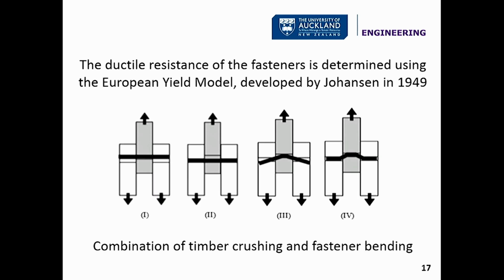So it's not a problem in terms of the amount of ductility provided. We can govern the amount of resistance using the European yield model. Here I'm only showing the double shear model developed by Johansson in 1949. It's going to be in the next version of 1720-3603. In any of these, the ductility is provided by a combination of either embedment resistance of the fiber and bending of the fastener. So that's where we get the ductility.